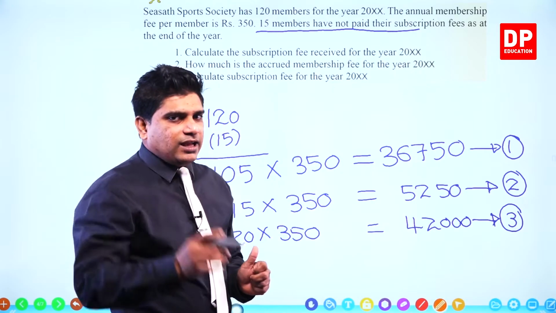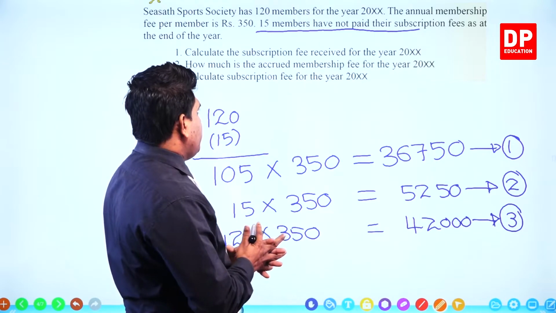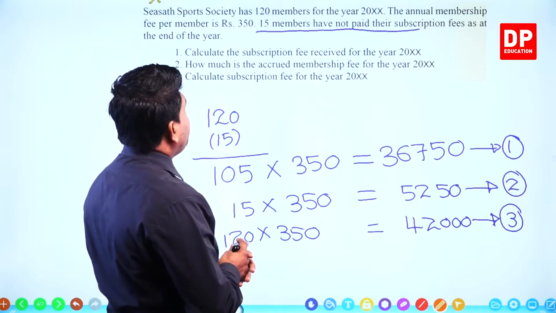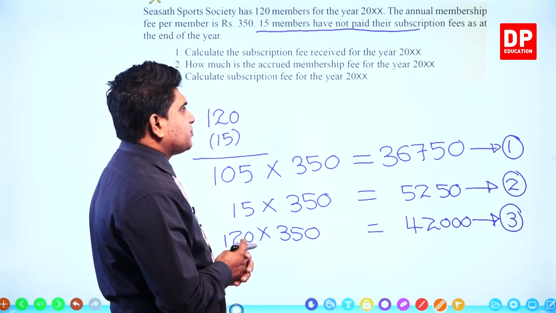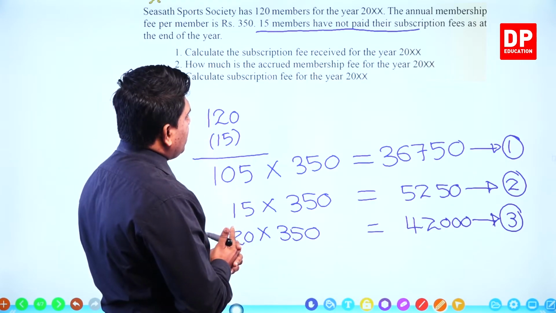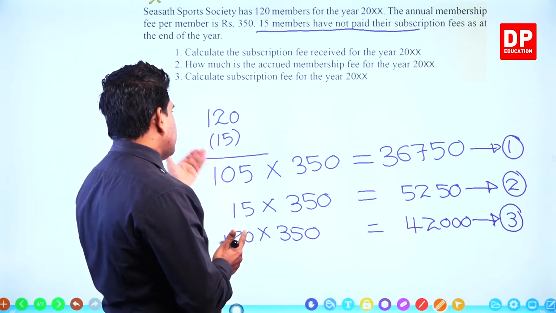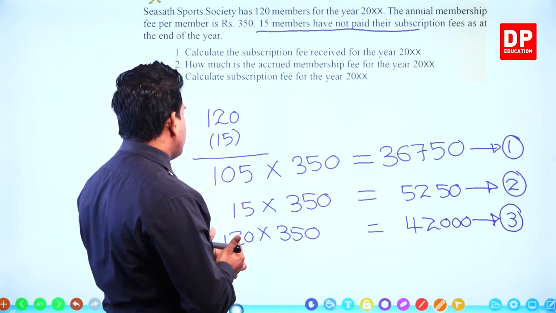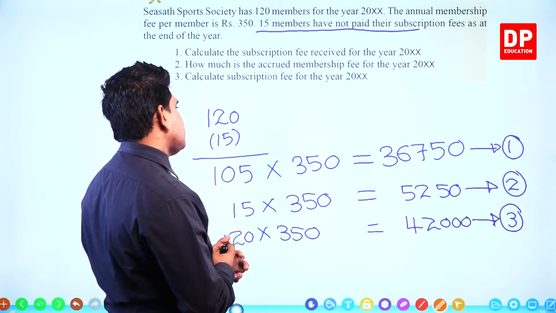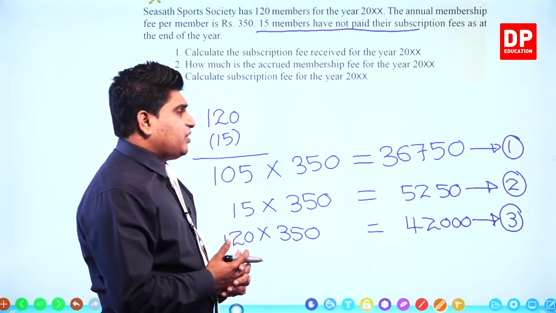Understood or not? I'll explain it again. Sesat Sports Society has 120 members. Annual membership fees per member is 350. 15 members have not paid their subscription fees, right? The first question asks, calculate subscription fee received for the year. 120 members are there, but 15 of them didn't pay. So 105 into 350, 36,750.